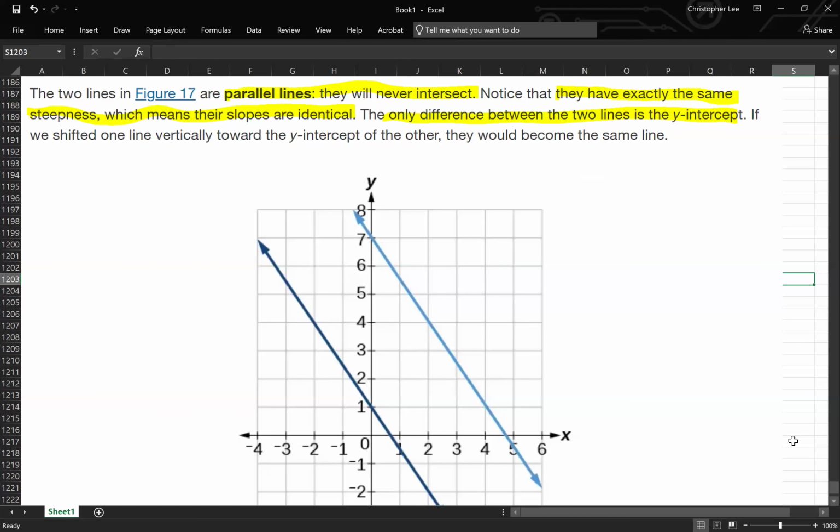Not necessarily. Like y equals 2x plus 5 versus y equals 2x plus 7. They would be parallel, but if they had different slopes, it would be different. So we've got like y equals 3x plus 2 and y equals 4x plus 2. They would touch. Got you, got you.